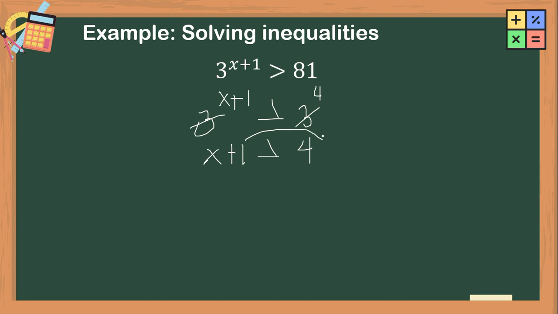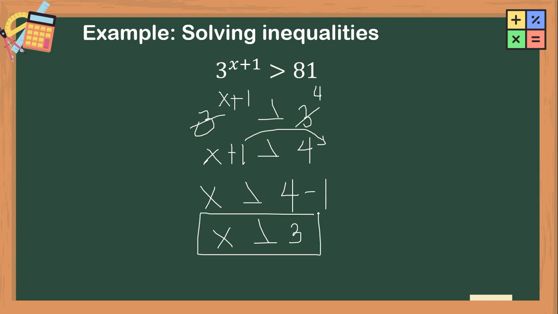Now we're going to transpose 1 to the other side, and x is equivalent to 4 minus 1. The answer here is x greater than 3. Now we get our solution set. Which way does it face? Toward 3. So the positive infinity is on the right. Correct?